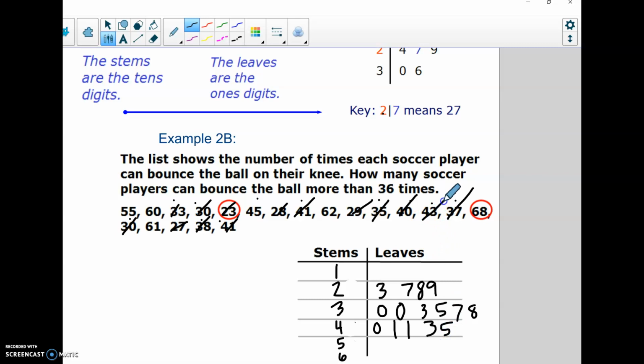See, I keep making mistakes and missing them, but since I'm crossing them off as I go, I find them later and put them in there. Okay, now I've got my 50s, so I've got 55, and that's it. So I'll do 5. And then my 60s, so I've got 60, 62, 68, and 61. So I've got 60, 61, 62, and 68.